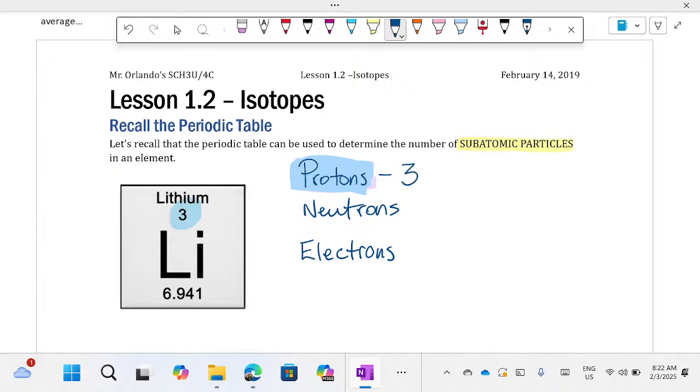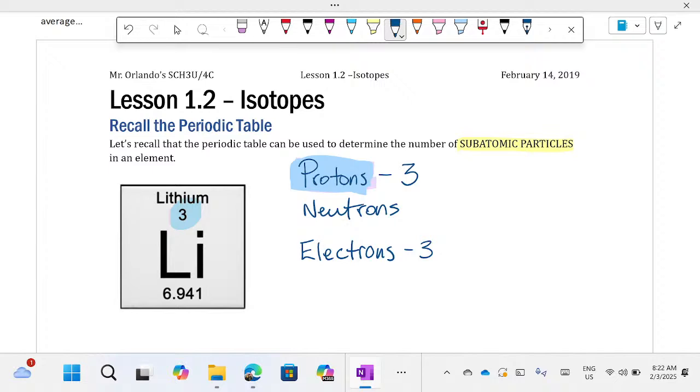What else can we determine relatively easily? Yeah, why is that? Yeah, in a neutral atom, the number of protons and the number of electrons must be equal. How do we know that? Yeah, we know that in general, things in nature have a charge of 0, right? They're not charged. What about the neutrons?